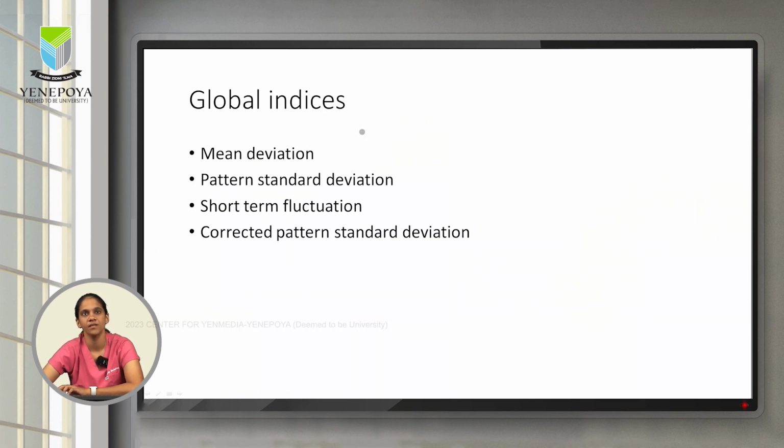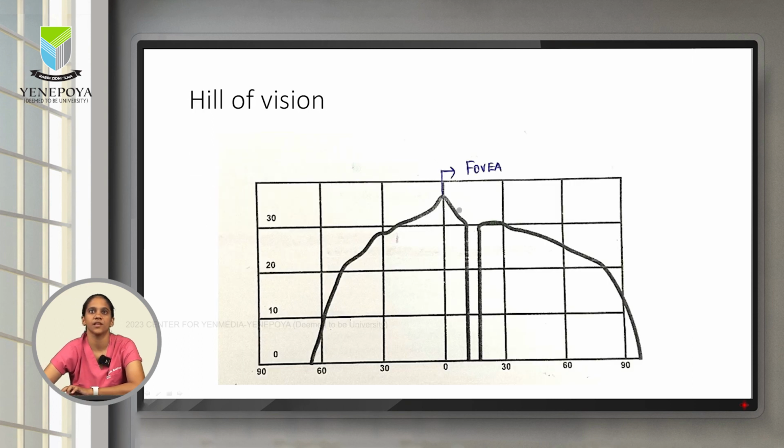Okay. Moving on to your global indices. These are one other thing that you definitely have to know. So there is mean deviation, there is pattern standard deviation, and then there is short-term fluctuation and the corrected pattern standard deviation. These two are actually not seen in your SITA standard. These two were there only in the full threshold. Now, in your SITA standard, you will have only your mean deviation and your pattern standard deviation. To understand mean deviation and pattern standard deviation, I am going to talk about the hill of vision. Like I said in the beginning, Traquair was the first person to coin this term, hill of vision in a sea of darkness, right?